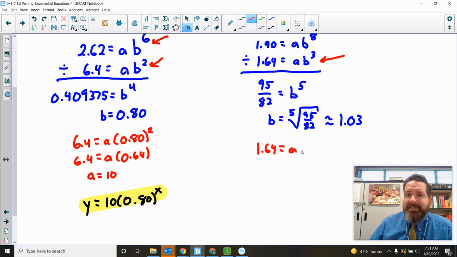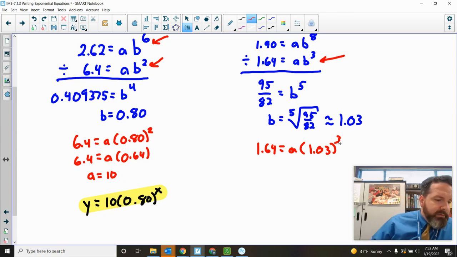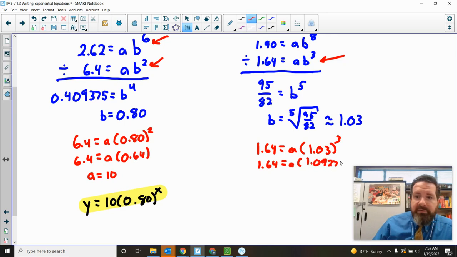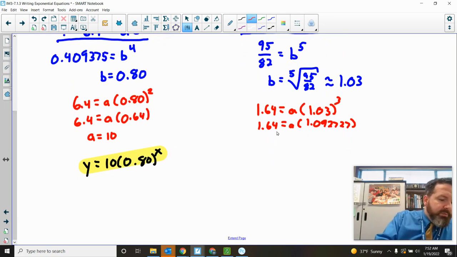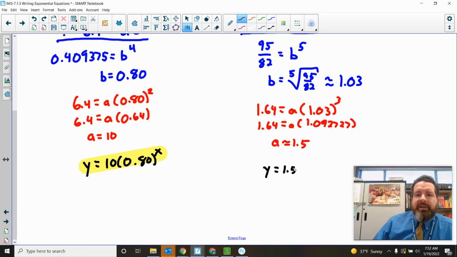1.64 equals the a that I still don't know times b to the 3rd power. 1.03 to the 3rd power is 1.092727. So to finish, just do a division. 1.64 divided by that number turns out to be about 1.5. So a is about 1.5. Put it all together. 1.5 times 1.03 to the x. There you go. You got your model.